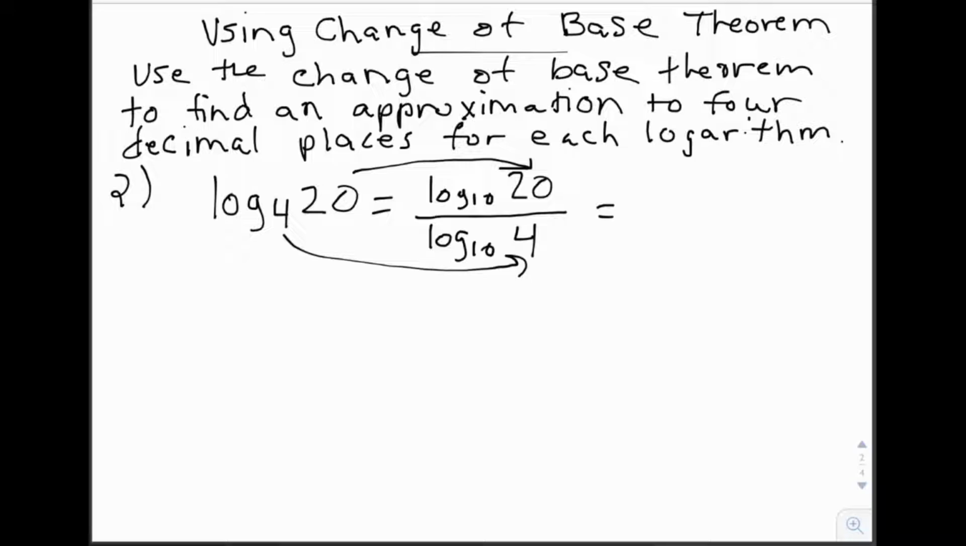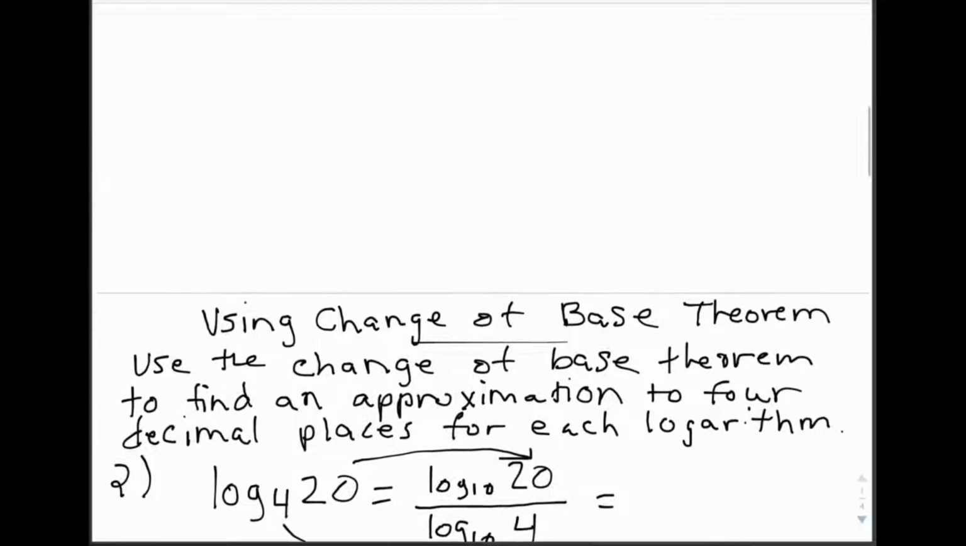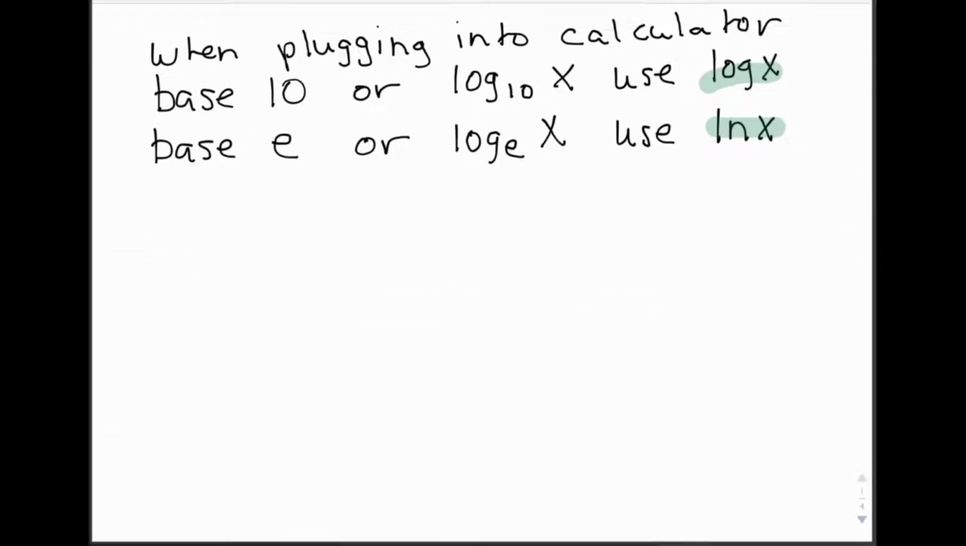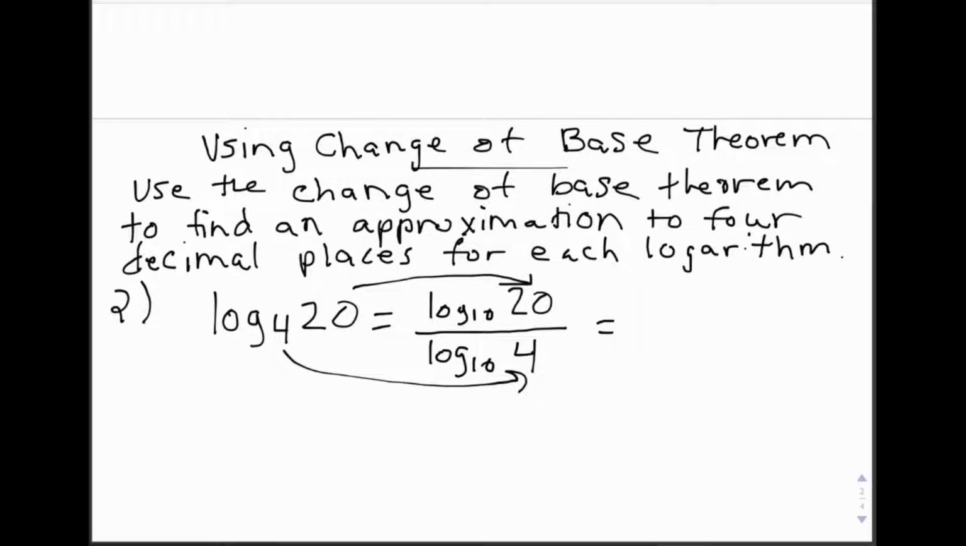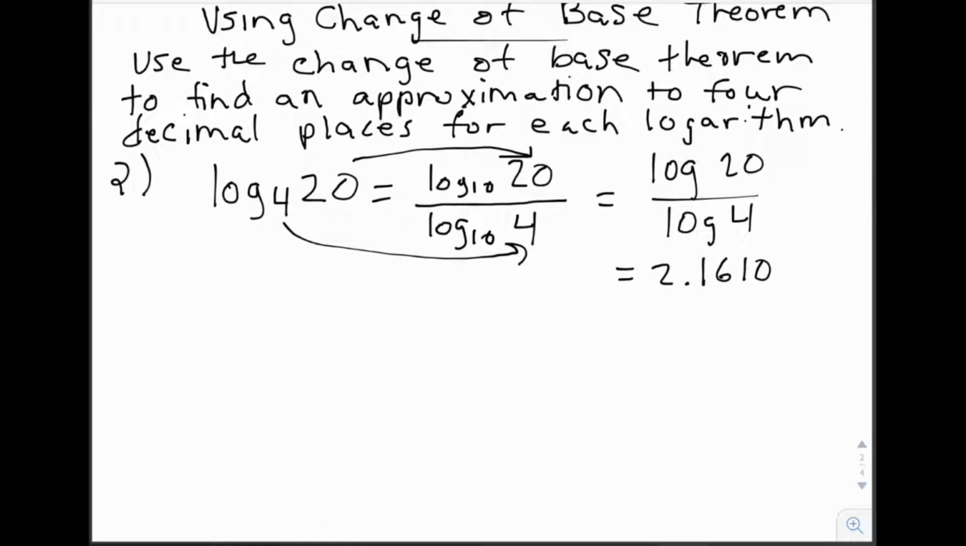In other words, in our calculator, that's going to be a log of 20 divided by a log of 4, just because we picked log base 10. So log 20 divided by log 4 is going to get us a value of 2.1610.